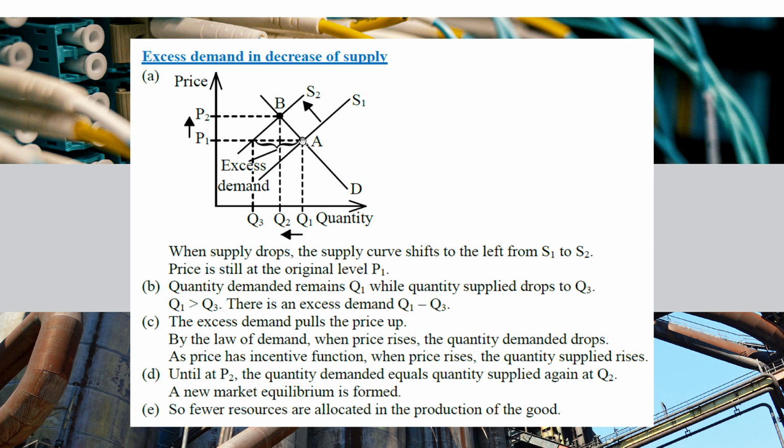And the excess demand will push up the price. By the law of demand, when the price increases, the quantity demanded drops from Q1. And it has an incentive effect: when the price increases, the quantity supplied increases from Q3. So this increase and decrease will match at Q2. When the price goes to P2, a new equilibrium is formed because the quantity demanded and supplied are the same at Q2. You see? Exactly the same thing. Fewer resources are allocated to the production of the good, as Q decreases.